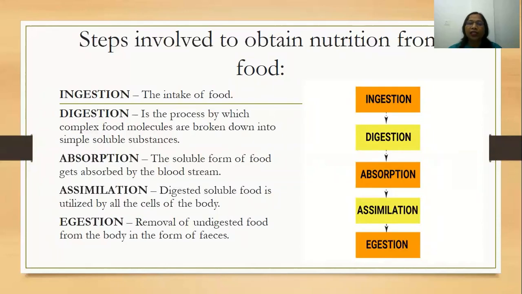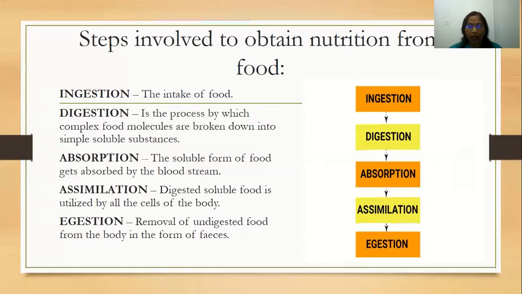After that, the last step. What is the last step? Egestion. When food is digested, absorbed and assimilated, the removal of undigested food from the body in the form of feces is known as egestion. So children, how many steps are involved to get nutrition from food? Five steps: ingestion, digestion, absorption, assimilation, and egestion.